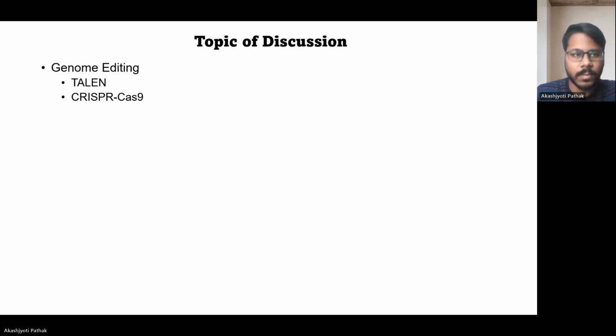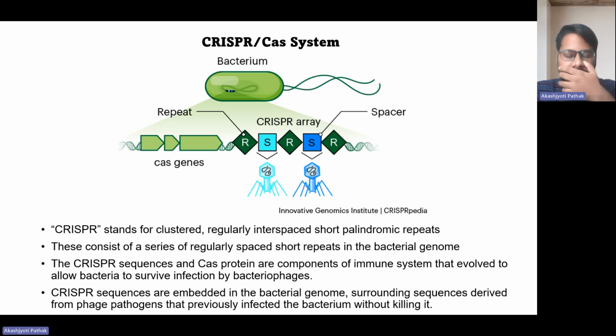So the topic of today's discussion is mainly these two genome editing techniques. One is the TALEN and another is the CRISPR-Cas9. I'll start with CRISPR-Cas9. This is a very new technique compared to what we have been discussing, like blotting and other techniques. So let's start with what this technique is. This technique was discovered by Doudna and one of her colleagues, and for discovering this system, the group was awarded the Nobel Prize.